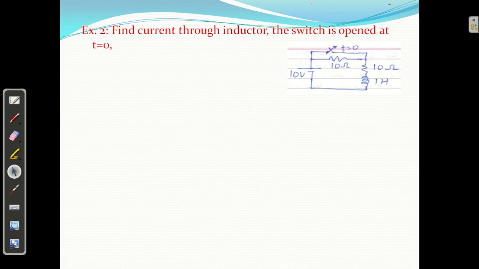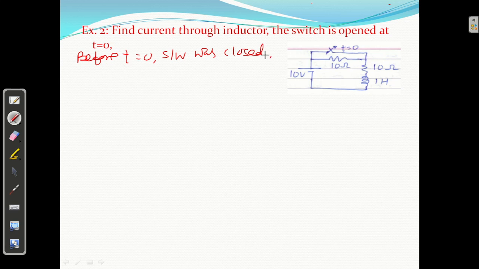Example number 2. Find the current through the inductor. The switch is opened at t equal to 0. Before, what was the switch? It was closed. So before t equal to 0, the switch was closed, and it will be opened at t equal to 0.